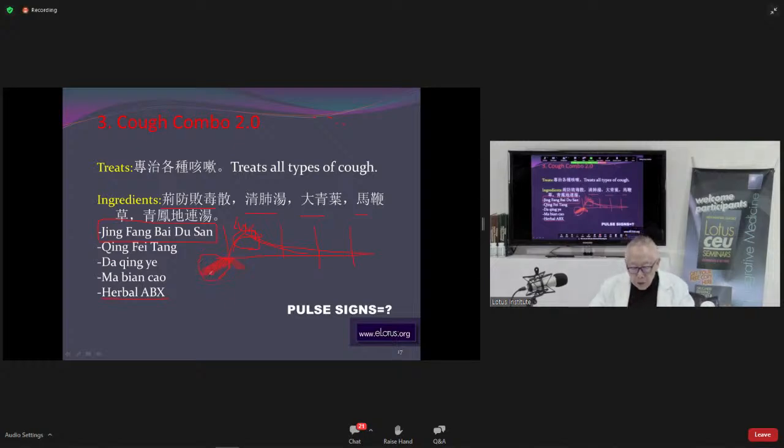So if it's thick and shapeless and scattered, that means too much phlegm. So we must use something like astringent. It's not listed here, but you must use astringent to deal with the swollen tissues here. 金防败毒散. Why do I use 金防败毒散? Anybody can tell me? That's a question. Sorry, talk too much today. Why am I using 金防败毒散 here? Come on, it's a question.